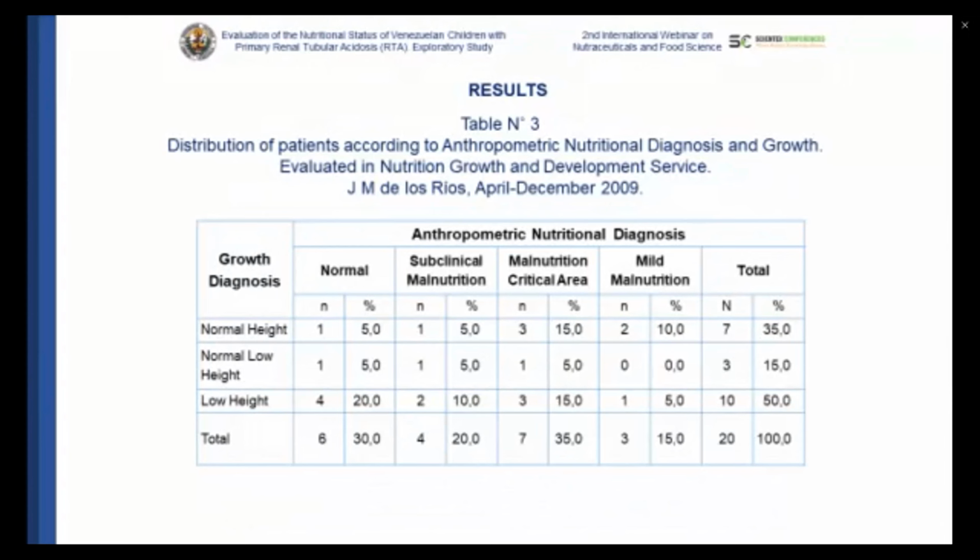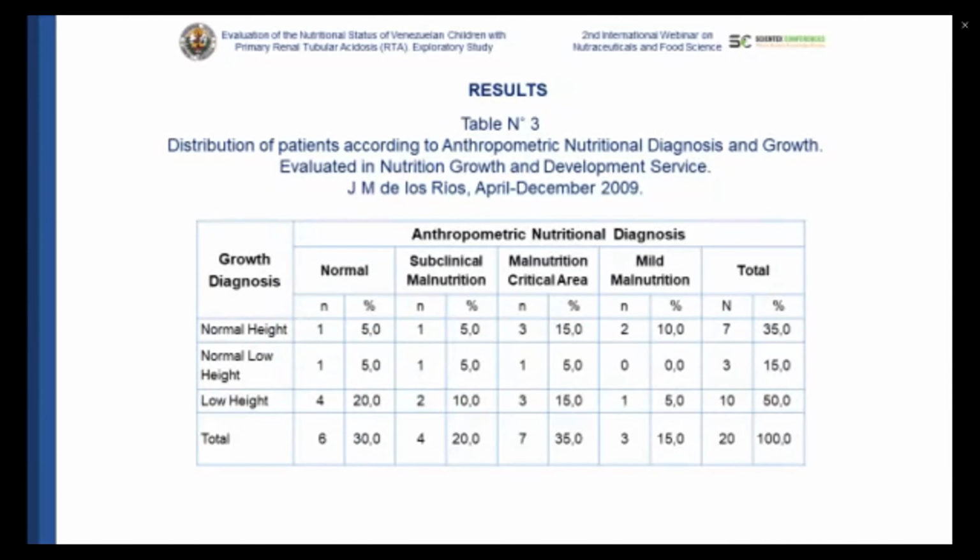Table number 3 shows the distribution of patients according to anthropometric nutritional and growth diagnosis. 50% of the children evaluated have a diagnosis of low-high growth, 15% have low-normal-high, and only 35% have normal-high, without relating it to the current nutritional status. When the diagnosis of nutritional status is evaluated, it is observed that the incidence of malnutrition is 70% regardless of the diagnosis of growth.